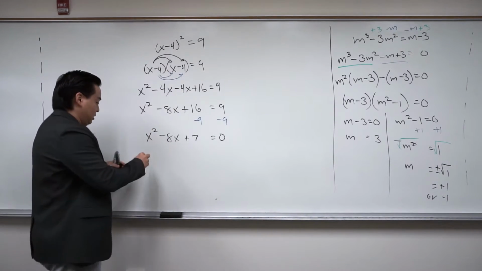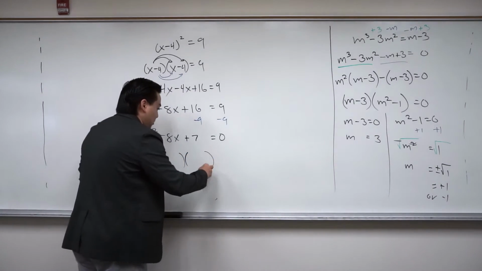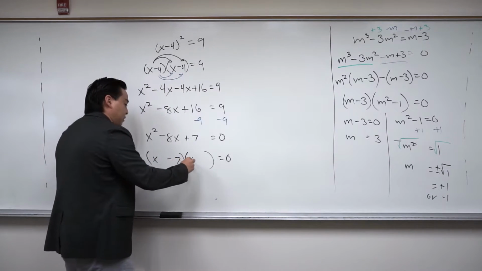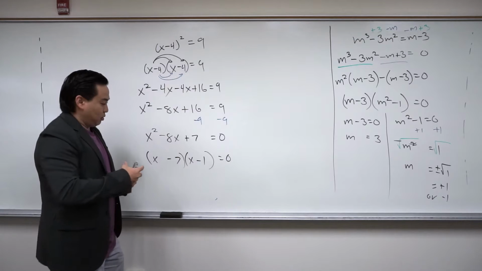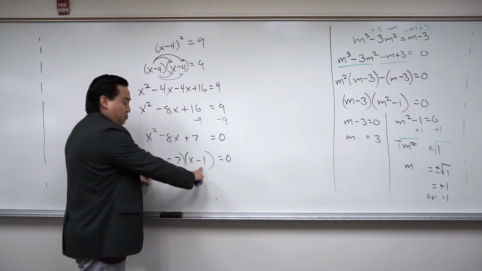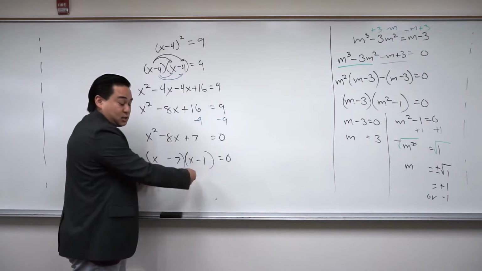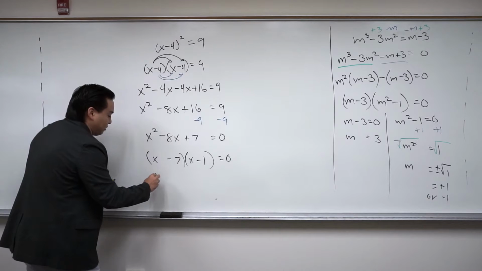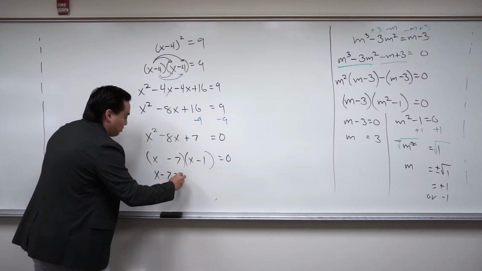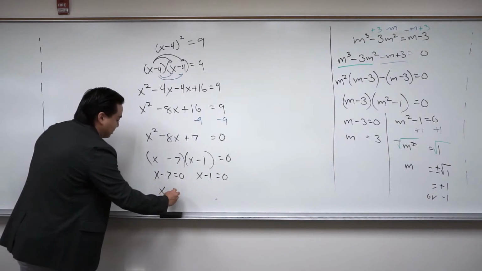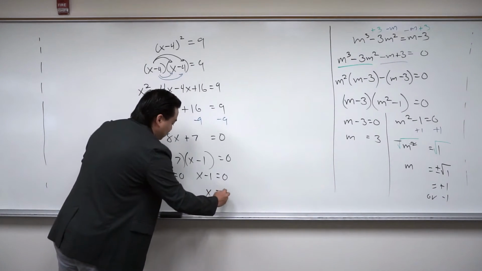This can be factored, and it's factored as x minus 7 times x minus 1. So multiply these two out, you get positive 7, minus 7x minus 1x gives you the minus 8x. Once it's in this factored form, set each of them equal to 0. So x is equal to 7, or x is equal to 1.